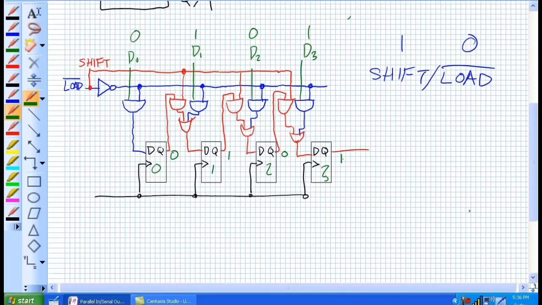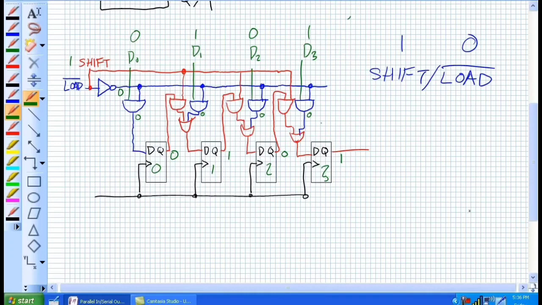So that was fine for load, and now we want to shift. So using our ingenious single command, load, shift, that changes to 1. So what's happening on this blue bus here? That's a 0 all the way across. So this AND gate here is a 0. That's a 0. That's a 0. That's a 0. So regardless of what's going on there, those AND gates are always going to produce a 0.